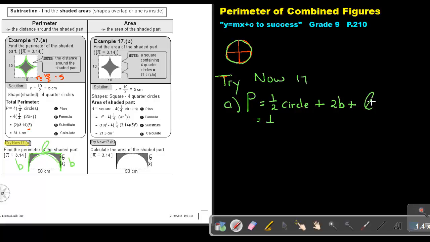So let's start. So this is my plan. Now I write down my formula. Now what is the circumference of a circle? 2 pi r. 2 breadth plus L. This is my formula. Okay, so this is going to be half. This is going to be 2. This is going to be 3,14.